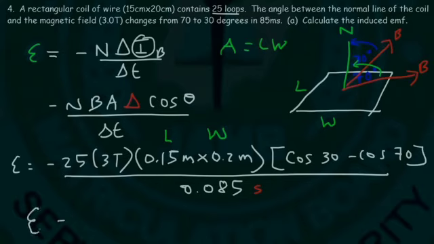So the induced EMF is negative 13.87 volts. And so that's it for this problem. So now you know how to use Faraday's law of induction to calculate the induced EMF. So Faraday's law of electromagnetic induction is associated with this formula.